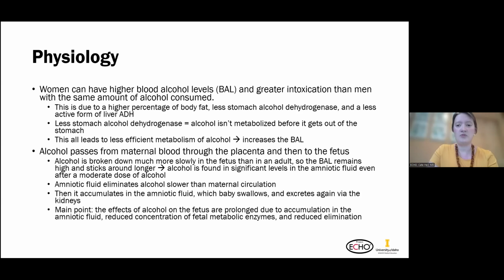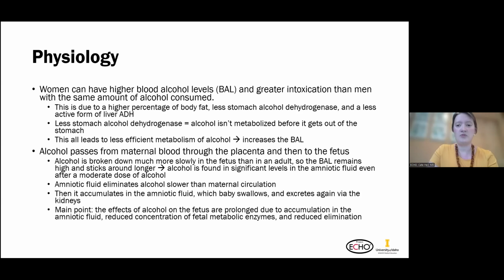Alcohol in the fetus is broken down much more slowly. So the blood alcohol level remains higher and sticks around longer. And when the baby metabolizes the alcohol through their body, they urinate it out, which goes into the amniotic fluid. And then the amniotic fluid also eliminates the alcohol slower than in the maternal circulation.